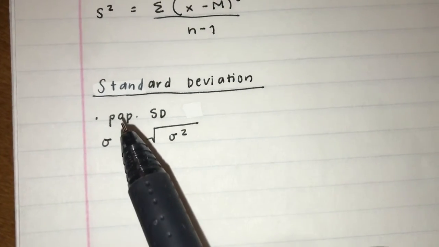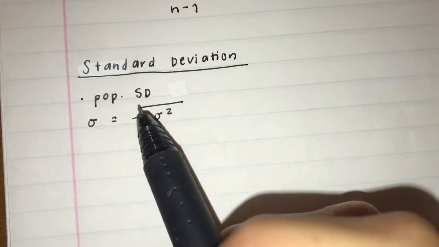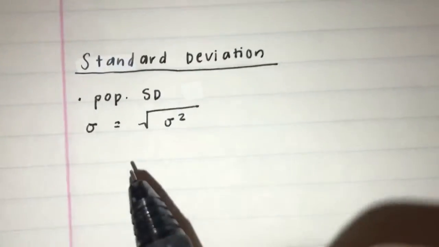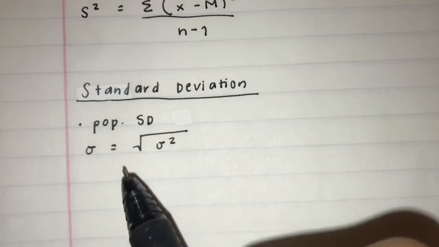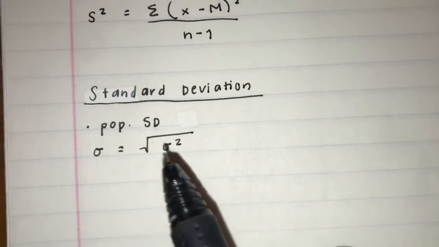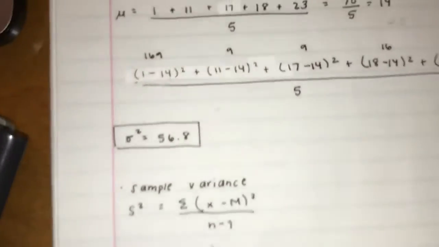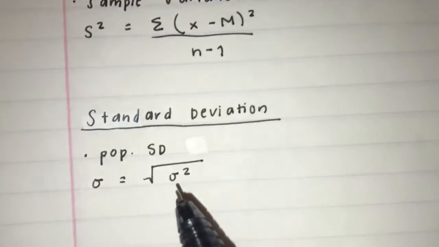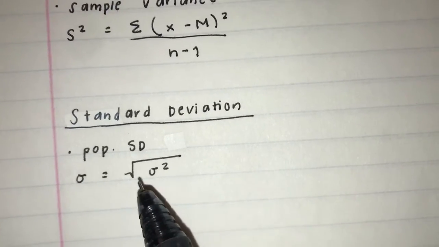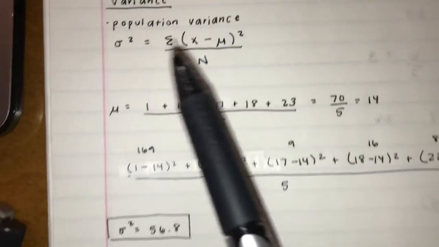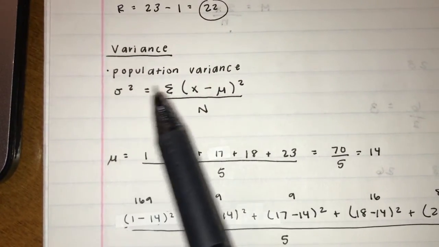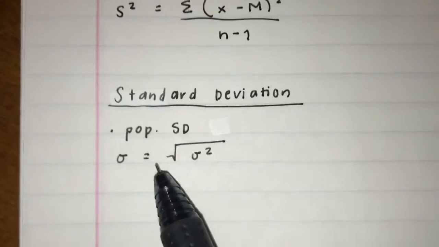So our population standard deviation can be written as just SD. It's going to be the lowercase sigma symbol equals the square root of variance. And as we just did previously, variance is lowercase sigma squared, as you can see here. So it's just going to be the square root of that.